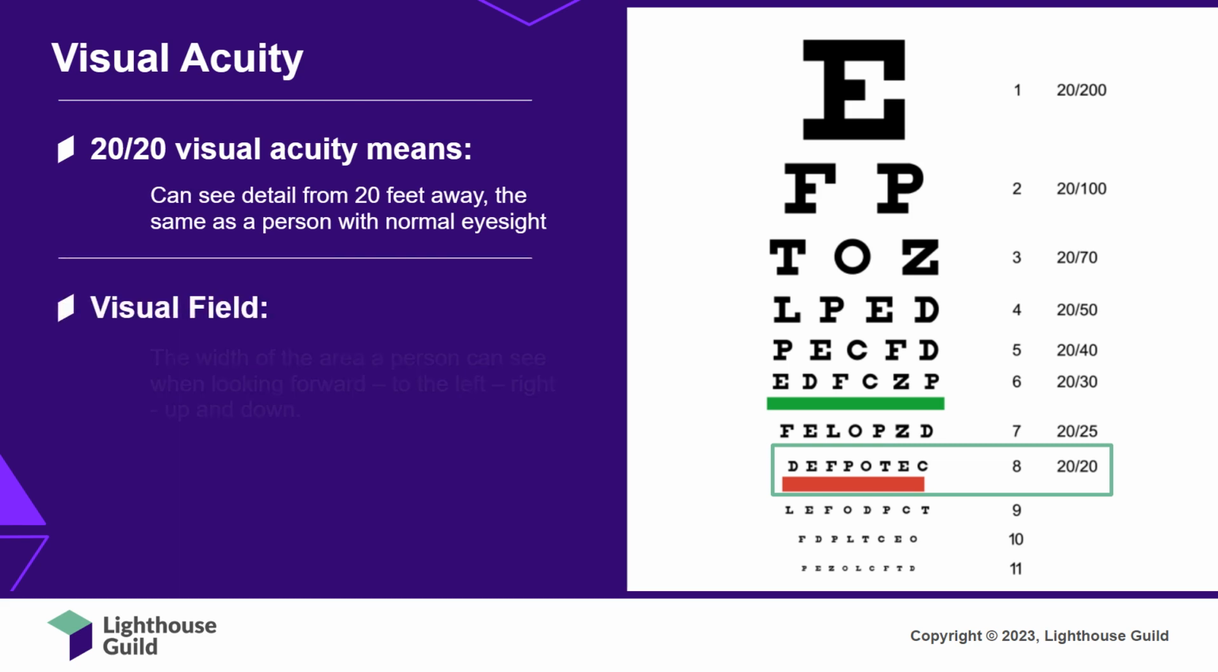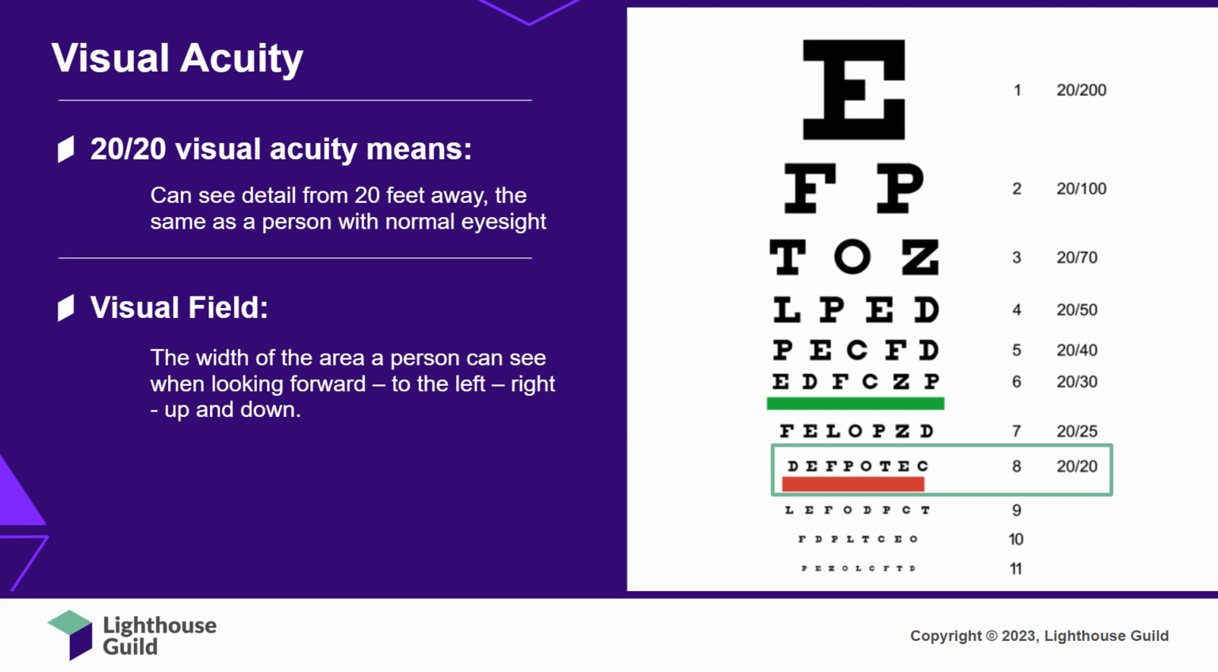Visual field is the width of the area a person can see when looking forward, to the left, the right, up and down. A person with normal or average vision usually has a visual field of 180 degrees.